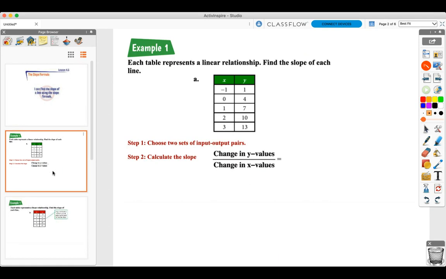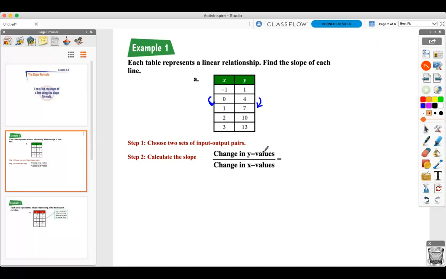So example 1: each table represents a linear relationship. Find the slope of each line. You choose any two sets of input-output pairs. My advice when choosing is, if possible, don't go with the ones with negative numbers in there, and go with the smallest numbers. I always think math is easier when you use the smaller numbers. So that means these two.